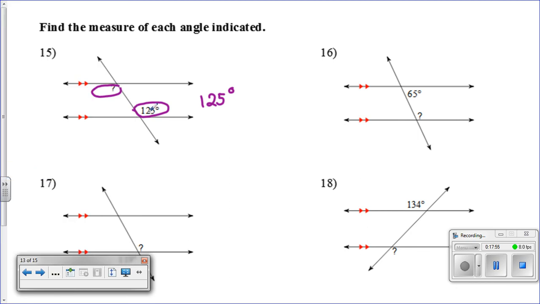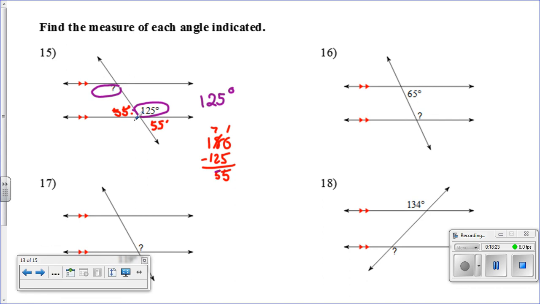If this is 125, then the one next to it, these two angles together make a straight line. They would add up to 180 degrees. So if this is 125, 180 minus 125 would be 55 degrees. And if that's 55, then the one across from it's also going to be 55.